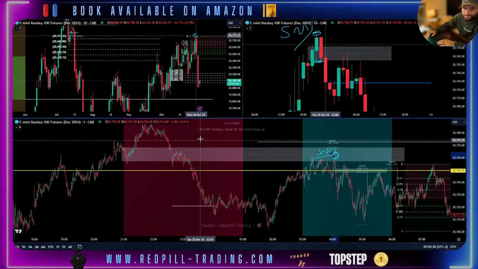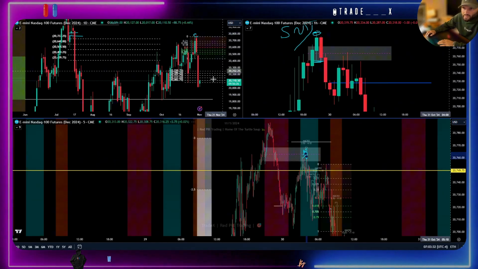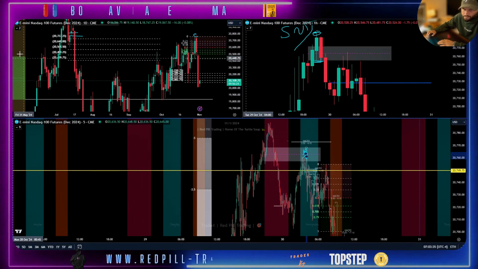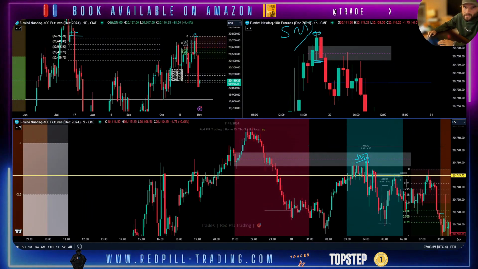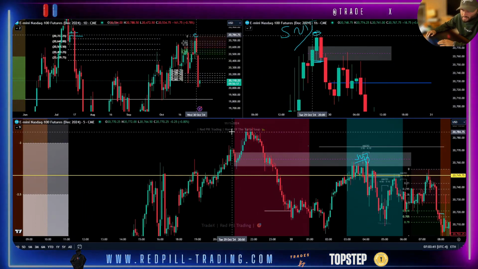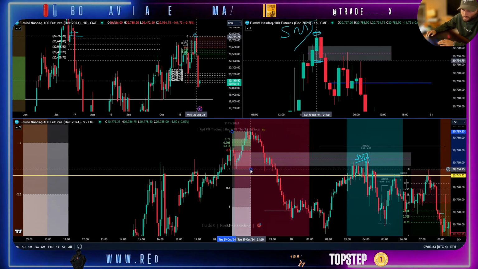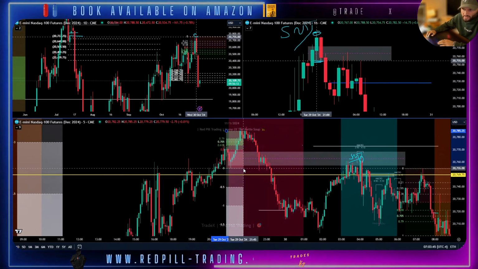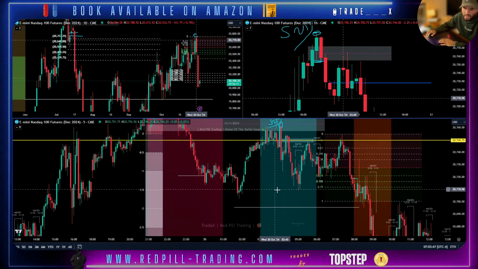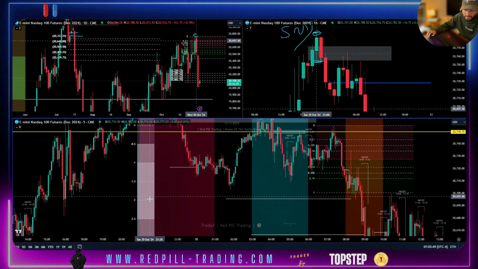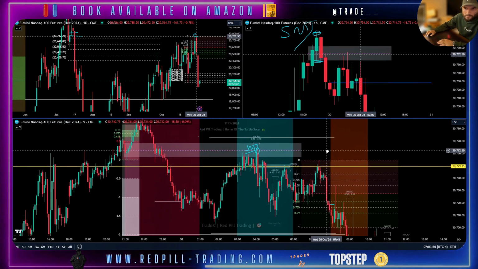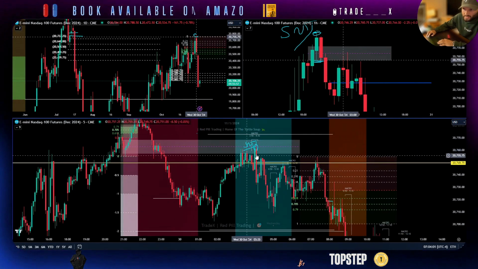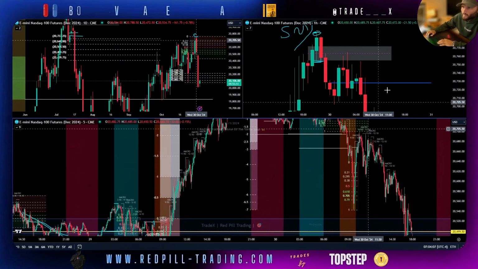Final step, you're going to go back to the original manipulation and you're going to measure on the 5 minute. Fib level 2 projection. And you're going to go out to 2 times standard deviation. That becomes your target. Okay? So this is one example from this day. We can look at another example.